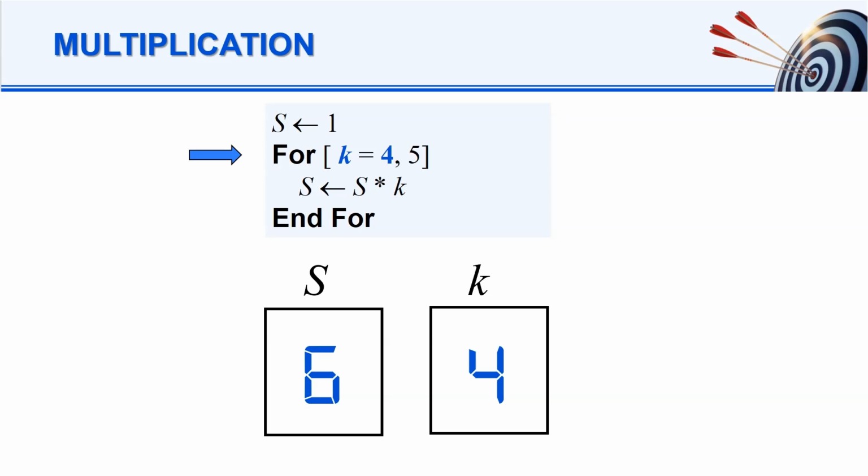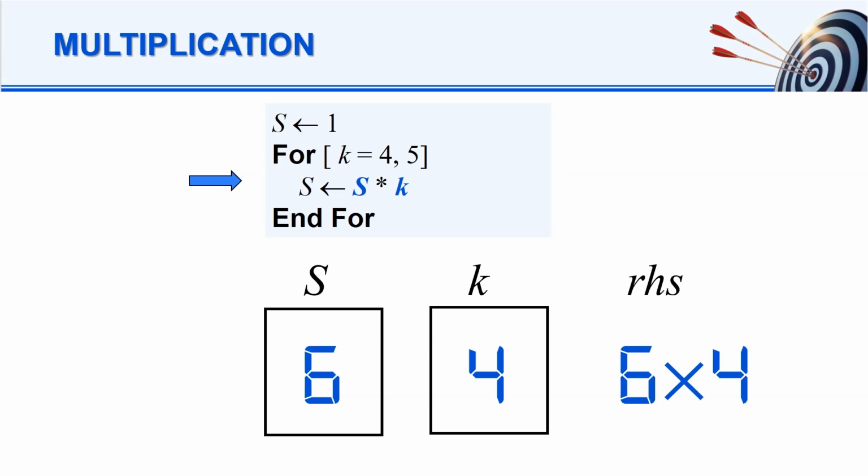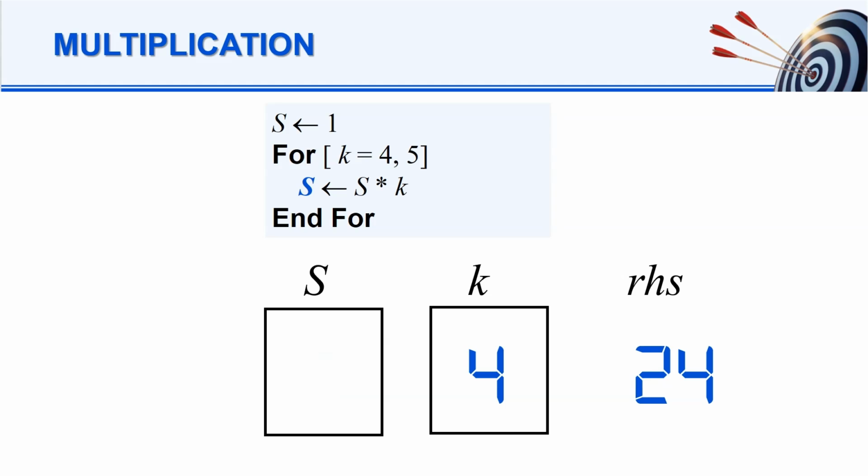The loop returns to the top, and the iterator takes the next value, 4. The memory value of k is also updated to 4. Since the iterator k is less than 5, the next statement is evaluated. The right-hand side of the executable statement is calculated using the memory values of the variables s equals 6 and k equals 4. The result of the right-hand side, 24, is moved to the left-hand side, that is, to the memory location of s.